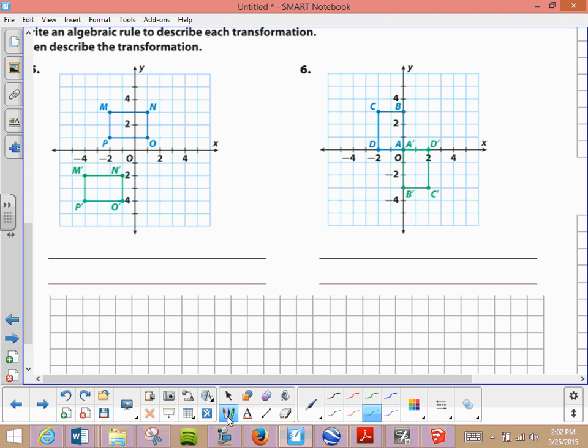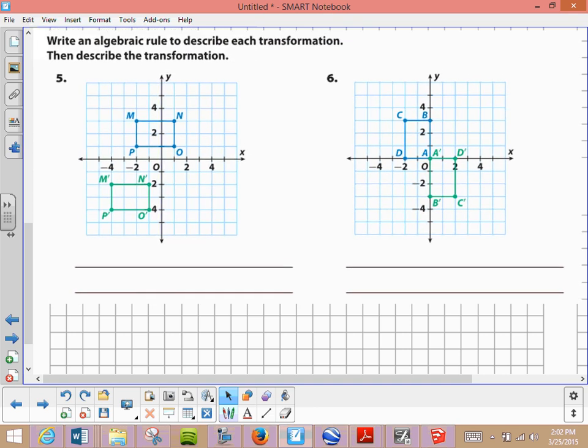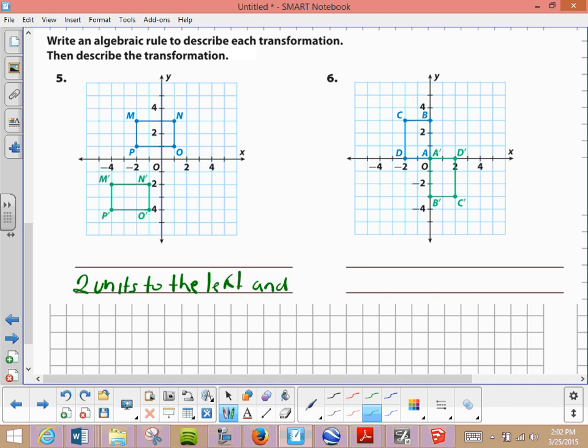It says write an algebraic rule to describe a transformation. In other words, what's happening? So what is happening for this one right here? That's a transformation. That's what you're describing. 3 to the left. Is that it? 2 to the left. And how many down? 5. Look, all the way down here. 5 down. All right, so that's not a rule.